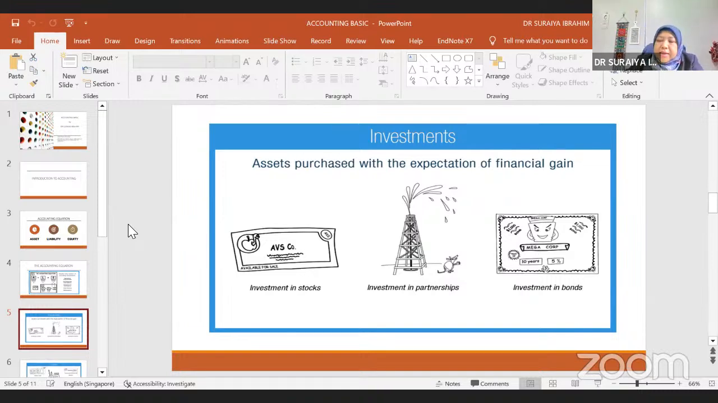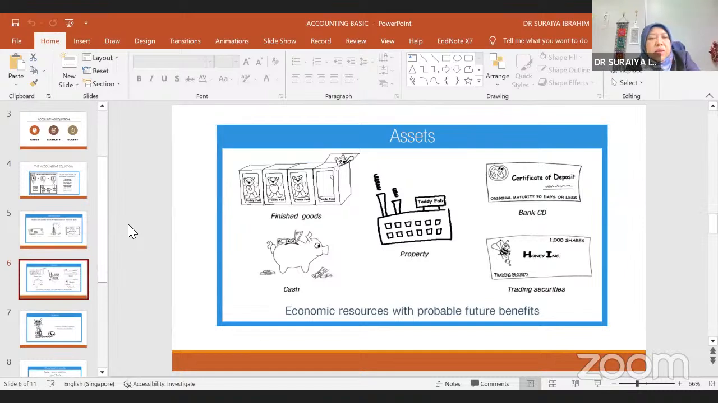As we look into the first category, assets: these are considered economic resources that have probable future benefits. For example, finished goods, which the company can keep and sell to the market. For example, cash: they have to hold a basic amount of cash and control their cash flow, because they want to maintain their business cash flow.